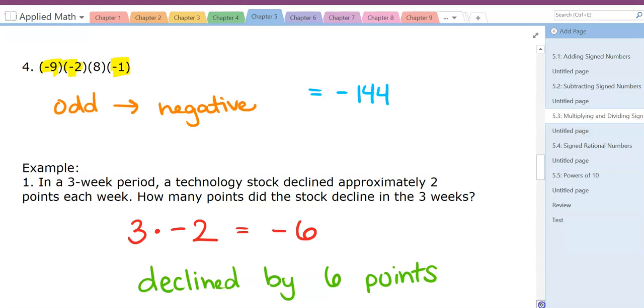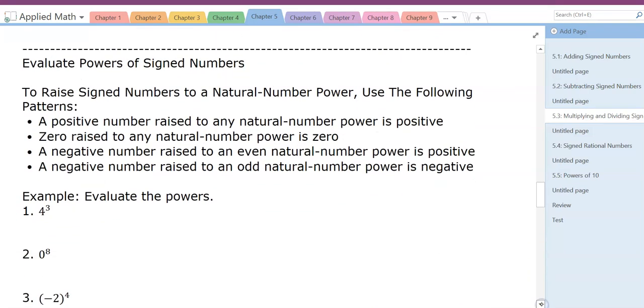Now the last thing I want to do with multiplying numbers before we get into dividing is when you've got numbers that have exponents attached to them. There are some rules you can use to help you understand whether your answer should be positive or negative. A positive number raised to any natural number power is going to be positive. Like 3 squared or 3 to the 5th power, 3 to the 10th power, you're going to get a positive answer for that. 0 raised to any number is 0, because you're just taking 0 times itself a bunch of times.